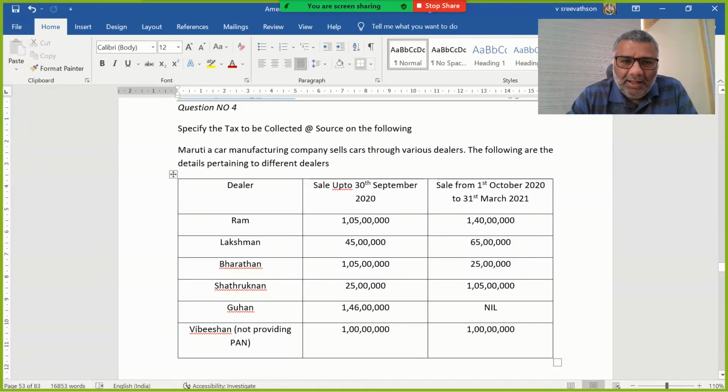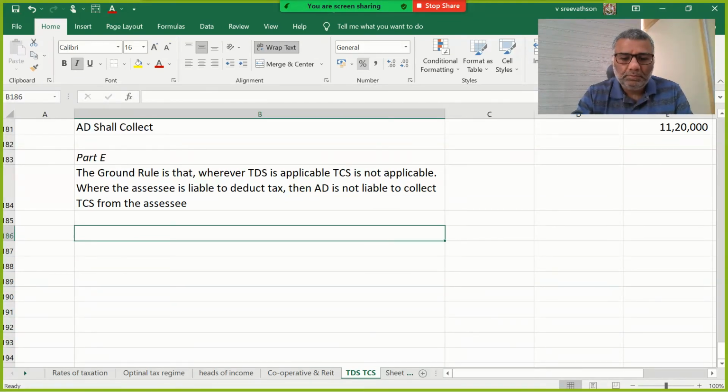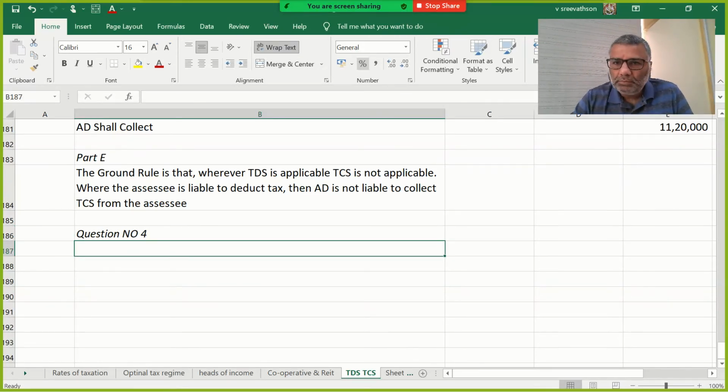Specify tax to be collected at source on the following. Maruti, a car manufacturing company, sells cars through various dealers. The following are the details pertaining to different dealers. Question number 4.